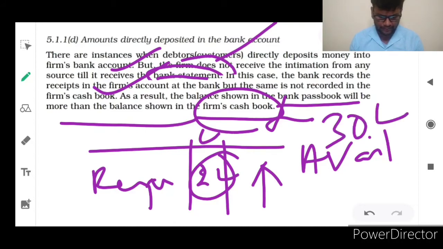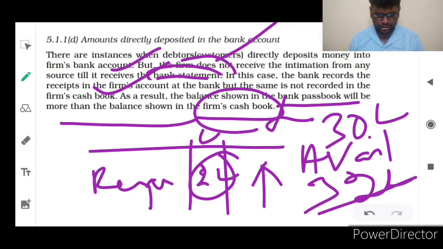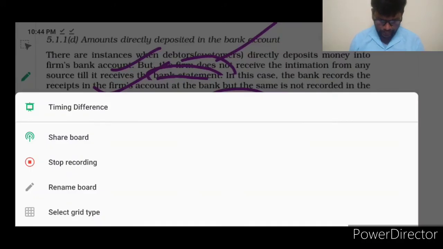So the available balance, which was already 30 lakhs, will now show 32 lakhs. Then we compare the cash book bank column and the bank passbook. Definitely the bank passbook will be more than the cash book.